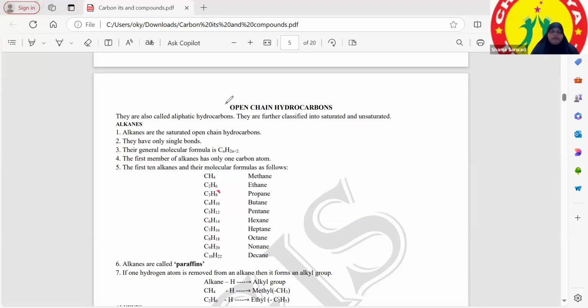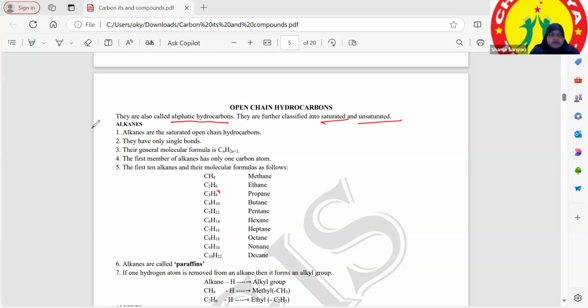Okay. See here what is given about the open chain hydrocarbons. Open chain hydrocarbons were further classified into saturated and unsaturated hydrocarbons, right? The chart must be there with you, correct? And then saturated are nothing but the alkanes, right? The open chain hydrocarbons are also called the aliphatic hydrocarbons. Open chain hydrocarbon has another name, that is what? Aliphatic hydrocarbons. They are further classified into saturated and unsaturated, correct?